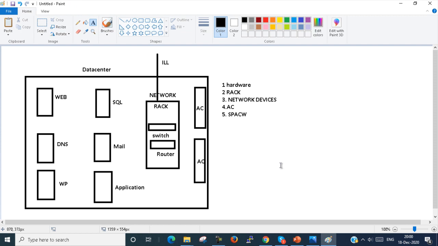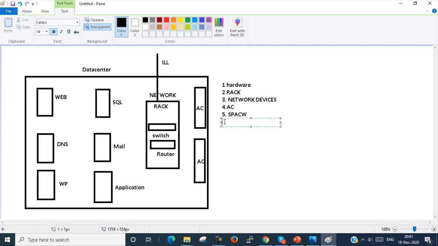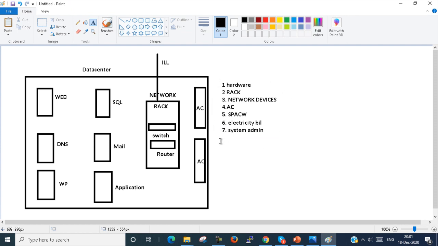After deploying this, we can see that a huge electricity bill will appear. So the electricity bill is one of the criteria. And the seventh point is a system admin, to maintain all these things. So these are the criteria we have to fulfill.